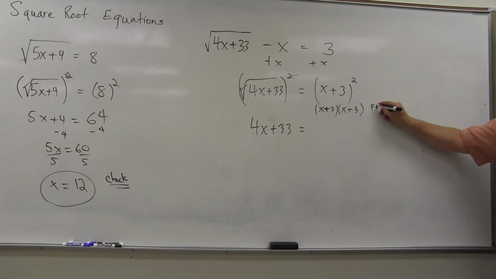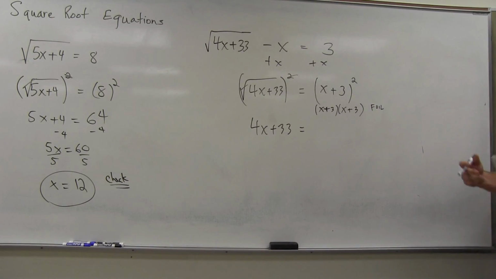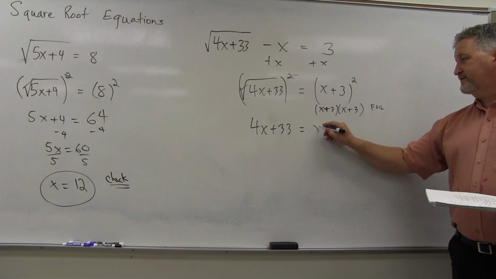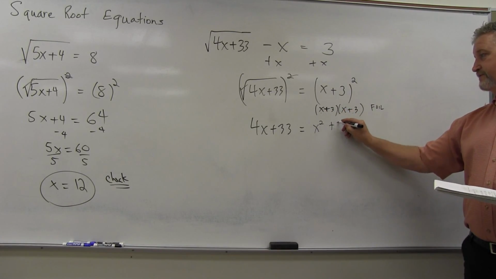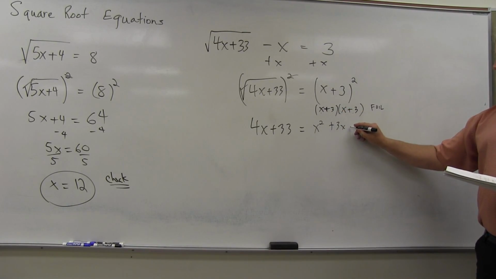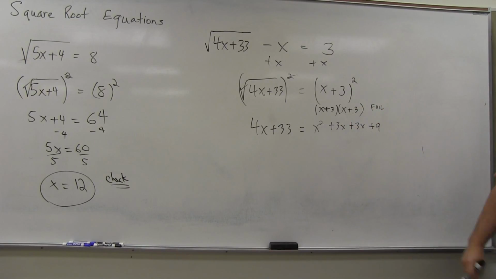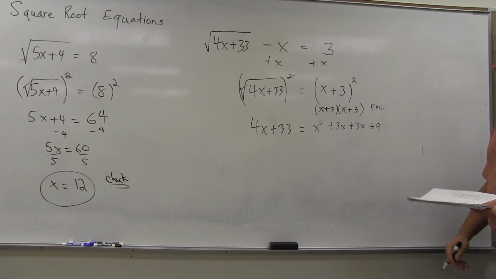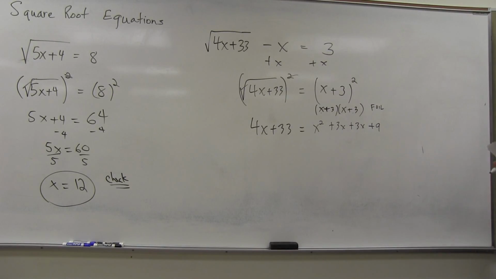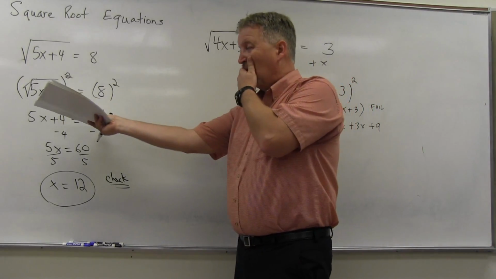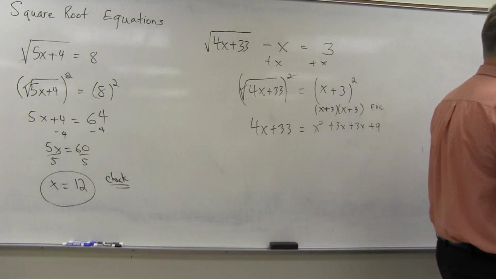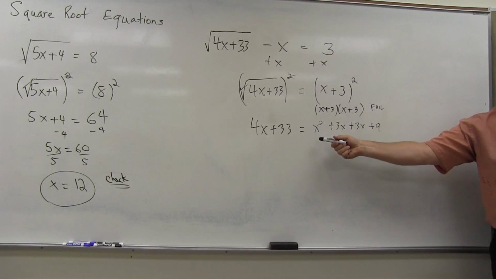Foil it. We call it FOIL, different names. We've got to multiply that out. So x times x is x squared, x times 3 is plus 3x, plus 3 times x is plus 3x, so you've got a little more than just x squared plus 9 on that side. You've got 6x in the middle. Now, what kind of equation do I have? When I did the squaring a while ago, I wound up with a linear equation. This one is an x squared equation.